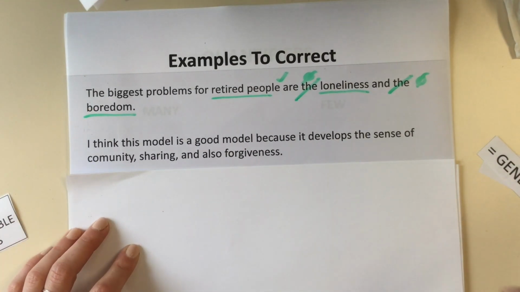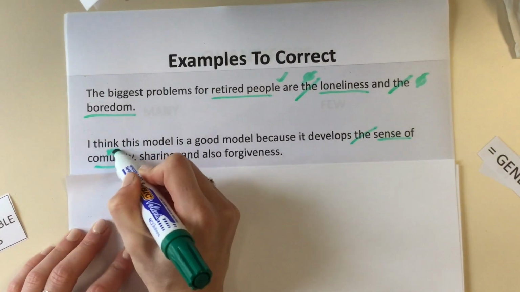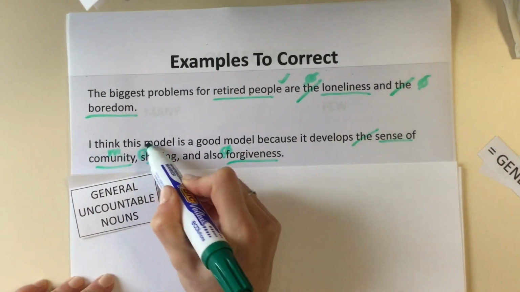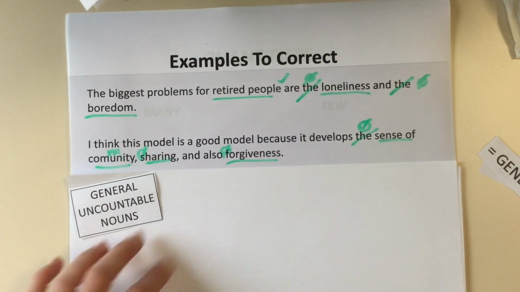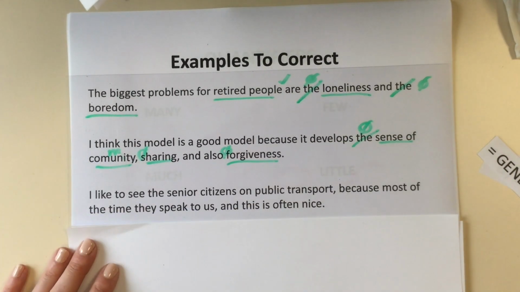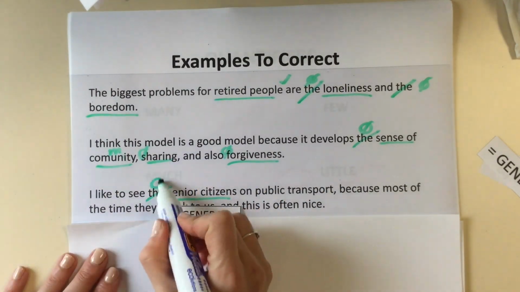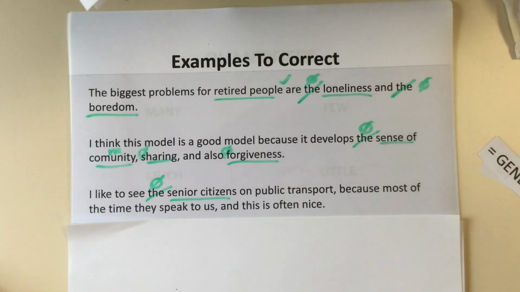Here, sense of community, we're missing an M. Sharing, forgiveness are all general, uncountable nouns, so they all should use the zero article. In this sentence, senior citizens is a general, plural, countable noun referring to senior citizens in general, not a specific group, so you need to use the zero article instead of the.